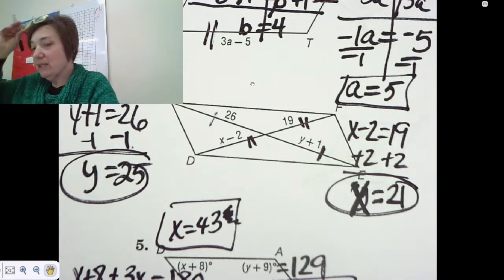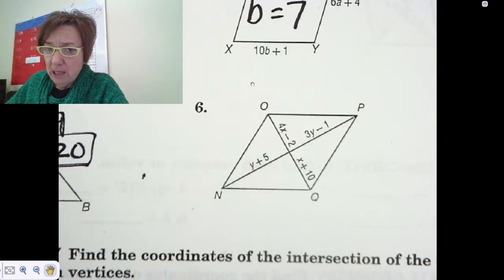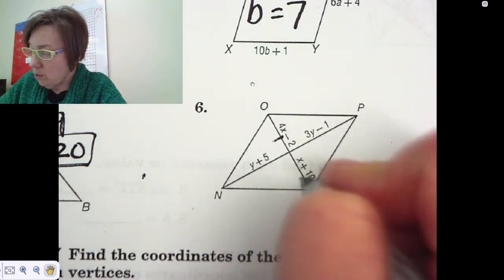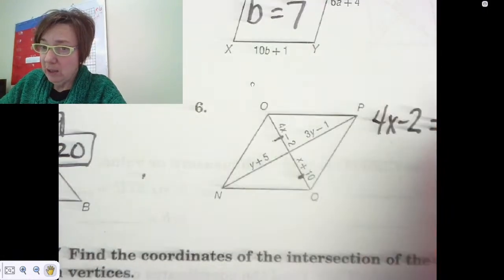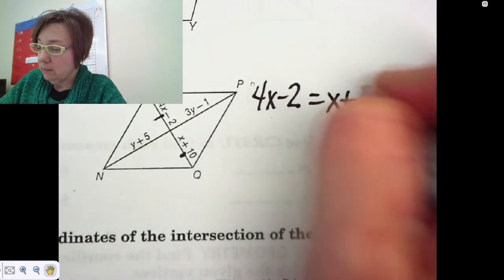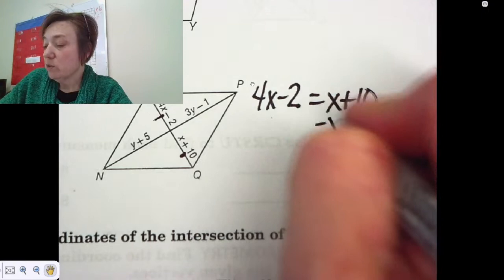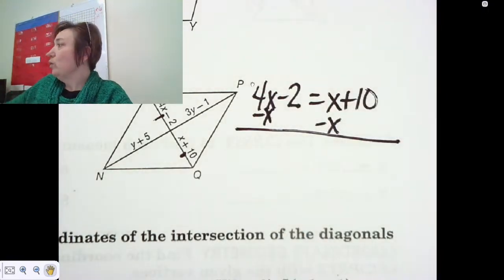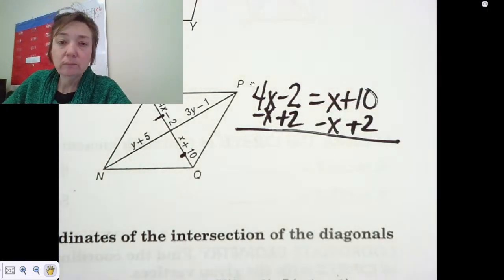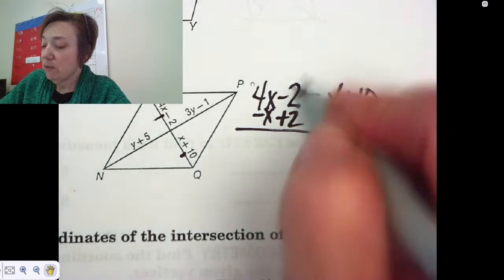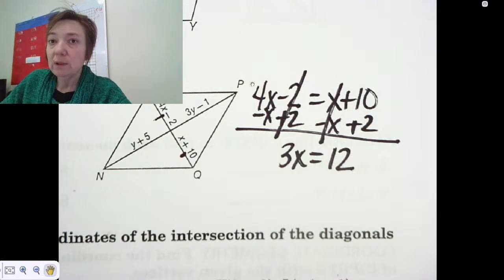Yeah. Let's go ahead and set it up and show what it looks like, okay? So we're looking at number 6. We know that 4x minus 2 has to equal x plus 10, right? So then we're going to subtract x from both sides. And let's go ahead and do the constant too. Let's go ahead and add that too. Do it in one step. So the x's are gone, the 2's are gone. So we have 3x equals 12. Is that where you got the 12 from?